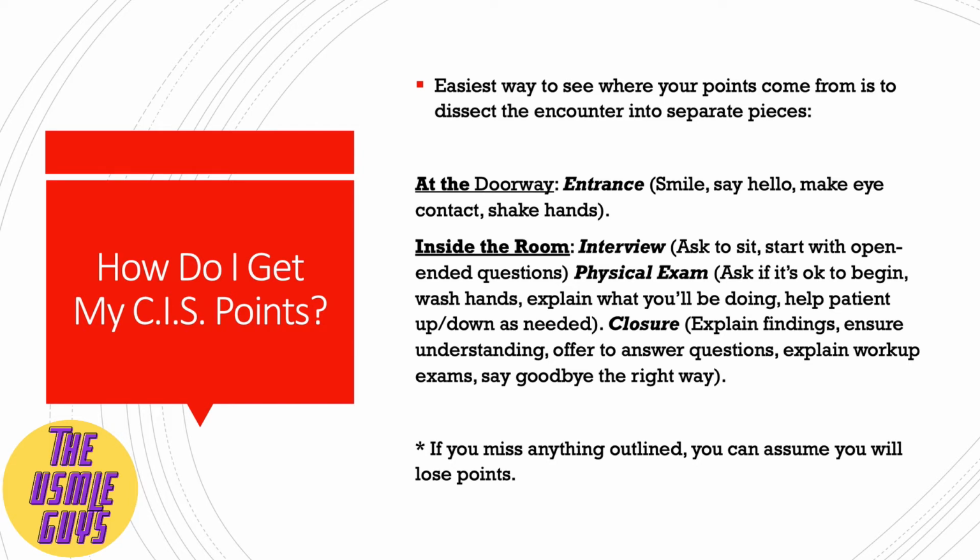Now, how do you get these points? Well, the easiest way to see where your points come from is to dissect the encounter into separate pieces. So what we do is we dissect it into the doorway, the entrance. When you walk through that door, you're immediately being judged by the SP, and the judgment that they place on you can set the tone for the entire encounter. So how do you get points at the doorway when you enter? First of all, knock. Then when you see them, make eye contact, smile, say hello, shake their hands. That's the first 10 seconds of the encounter, and it's going to set the pace.